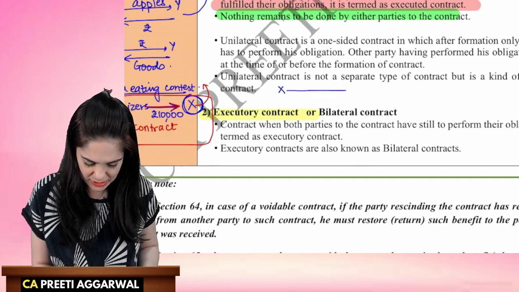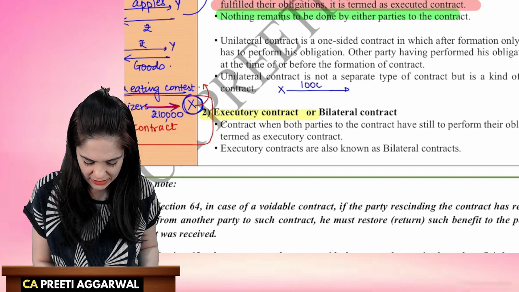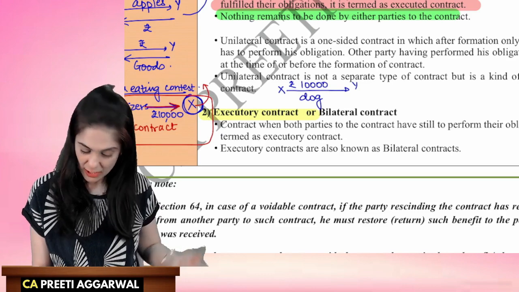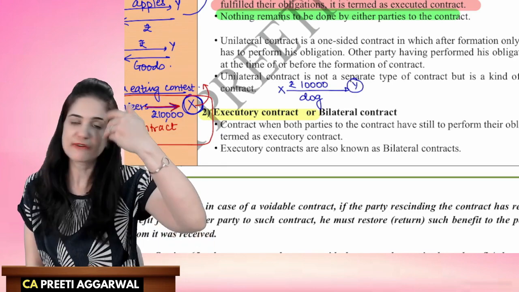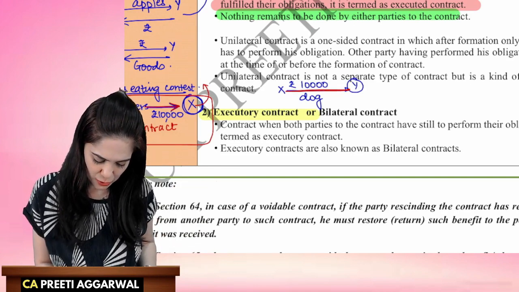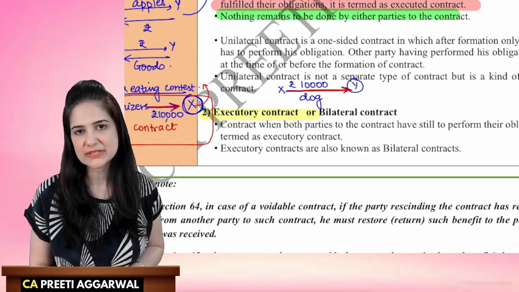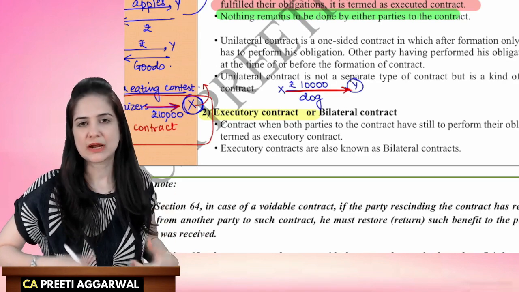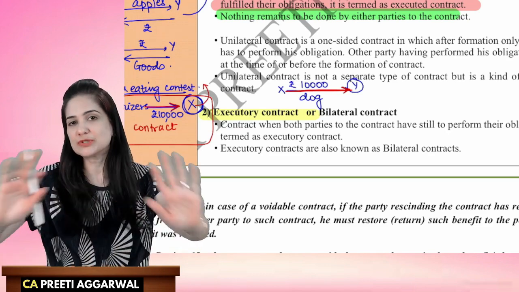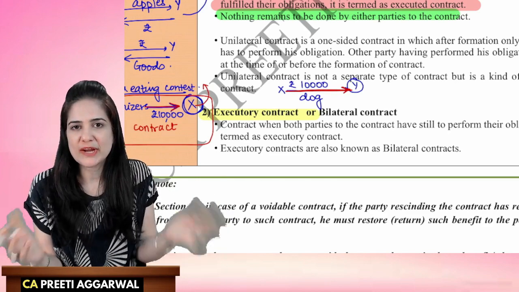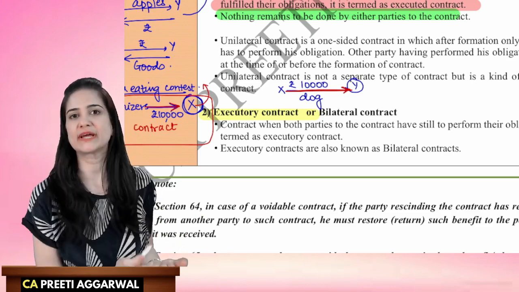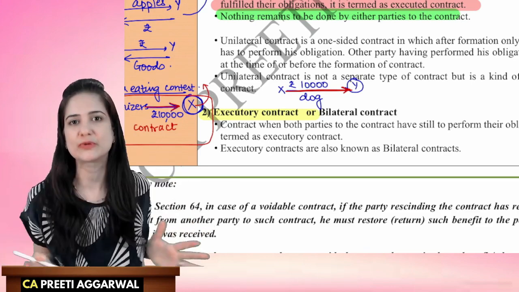X gave an advertisement that I will pay a reward of 10,000 rupees to whoever finds my missing dog. Y found the dog. Now Y has performed his obligation of finding. Only X's obligation remains, to pay 10,000. Now, please note, students, that when X made an announcement that I will pay 10,000 to whoever finds my dog, it was just an announcement. As of now, a contract was not made because nobody had actually found the dog. Only when someone finds the dog, a contract is made. Yes, you found the dog. Now I have to pay you 10,000 rupees.